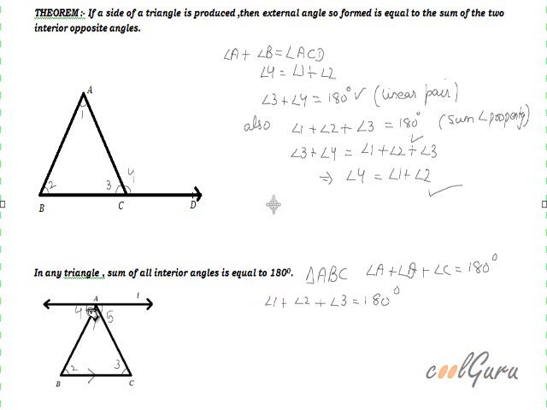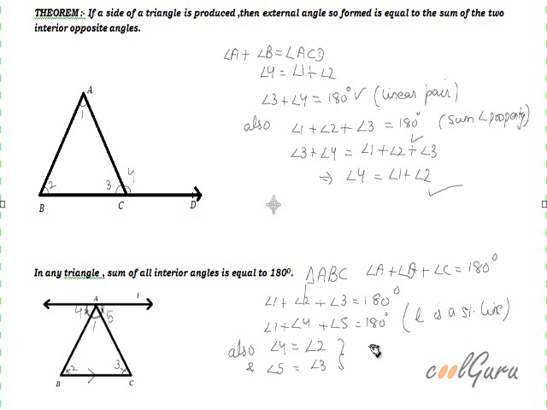Now what we know is that angle 1 plus angle 4 plus angle 5 is equal to 180 degrees, because L is a straight line and we know that a straight angle is 180 degrees. This total angle is 180 degrees. Also, angle 4 is equal to angle 2, and angle 5 is equal to angle 3.